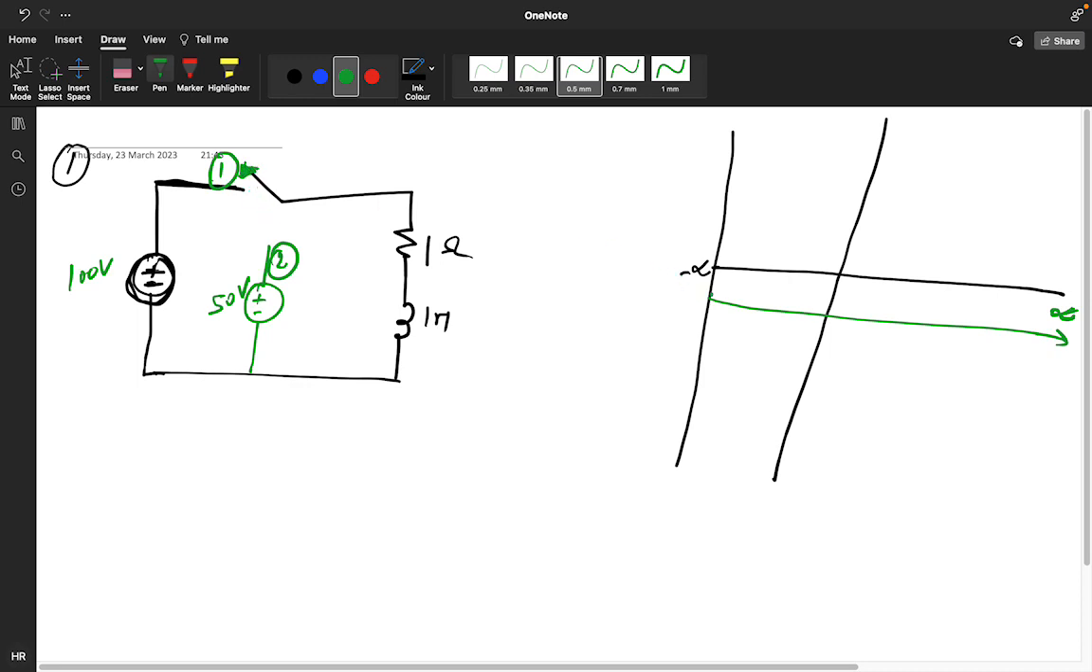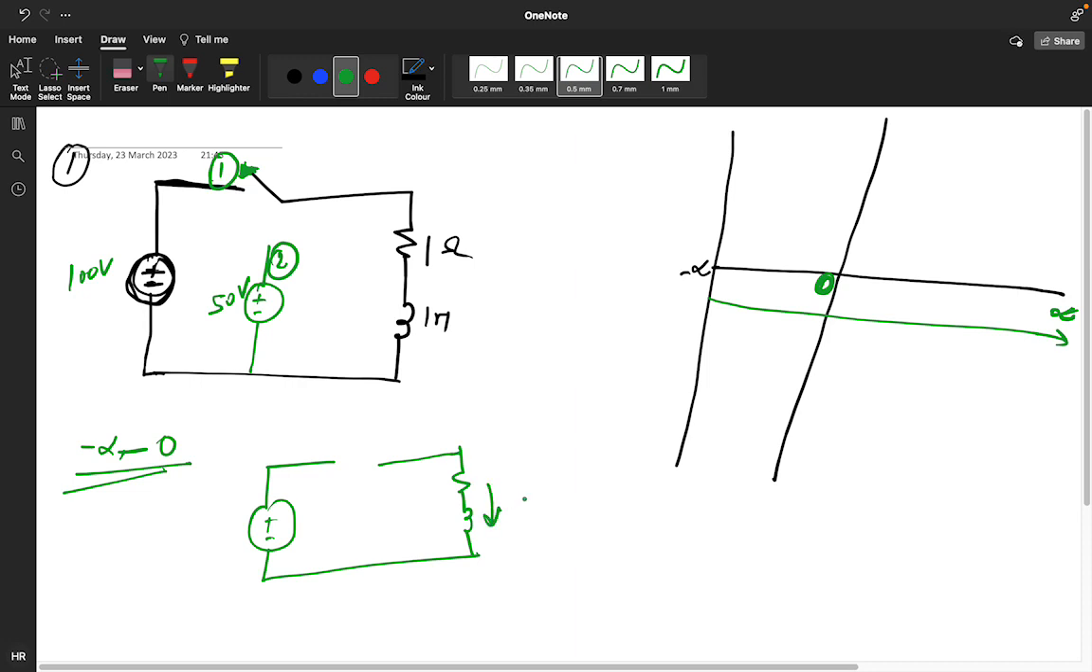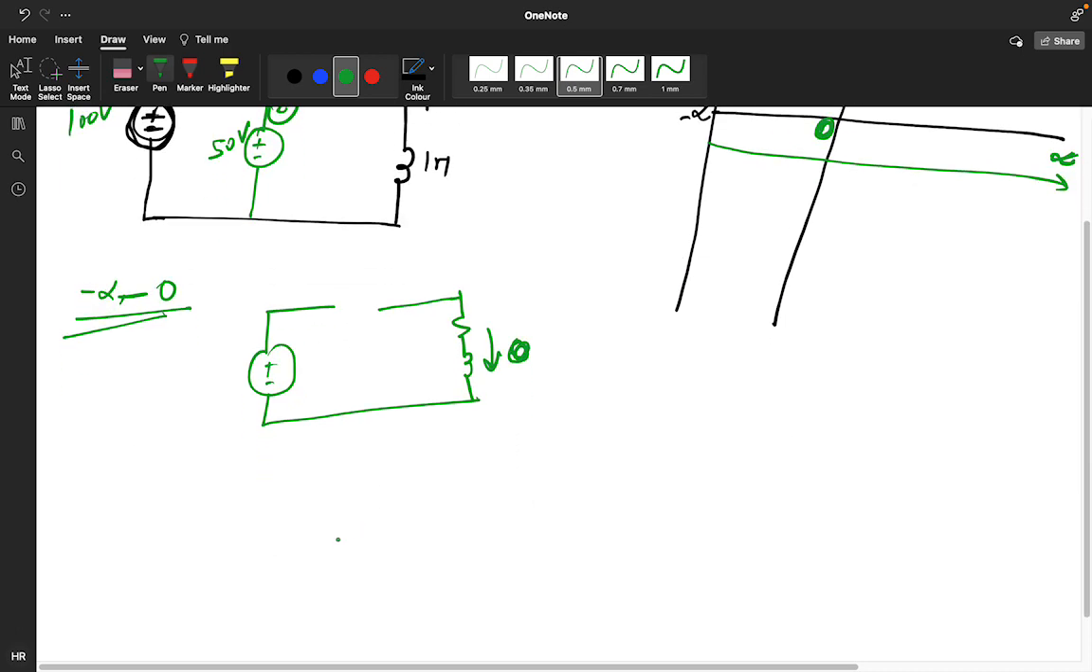From minus infinite to 0, my circuit was an open circuit. It looked like this, positive negative. So the current will be 0 because it was open. So I of 0 minus is equal to I of 0 plus, which is 0 ampere.